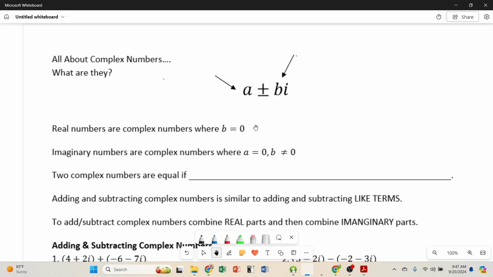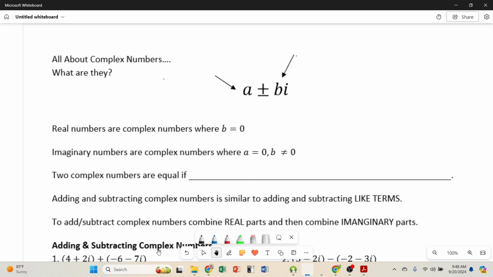So b equal to 0 would just mean whatever a is, whatever the real number is. Imaginary numbers are complex numbers where a equals 0 and b does not equal 0. So there'd be no real value. It would just be like 2i, 5i, pi times i, negative 7i, square root of 43i. Doesn't matter.